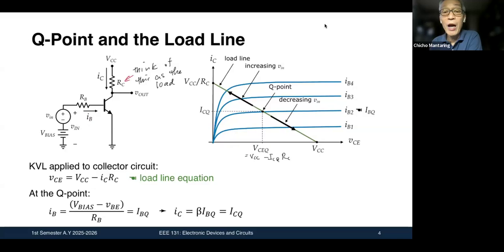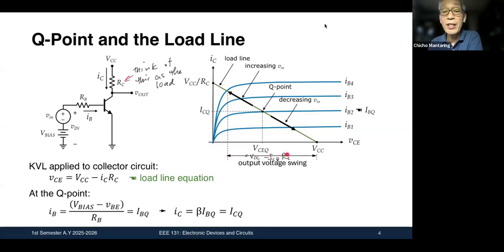Okay. Now, what is your output voltage swing? Remember, you want to avoid distortion. To avoid distortion, your transistor always has to be in the active region. So here, it stops being in the active region. Here, you're already in saturation. And then here, you are in cutoff. So this is your active region. Okay, so this is your output voltage swing.